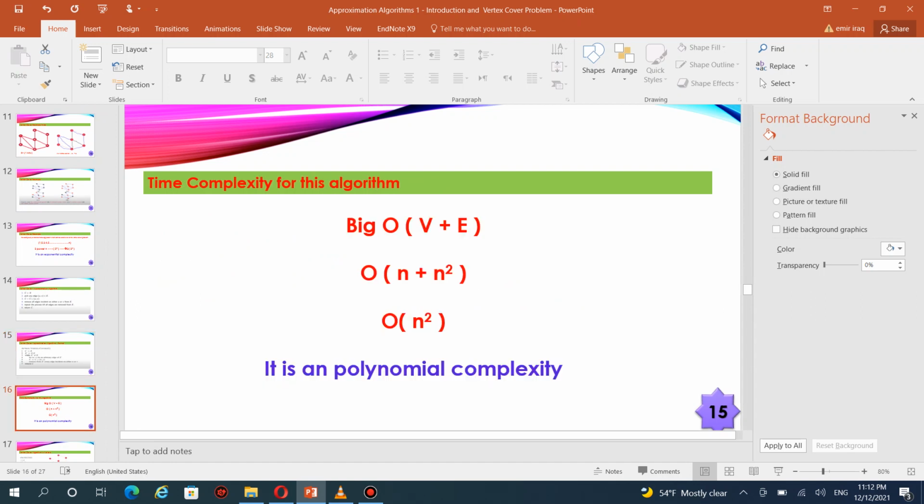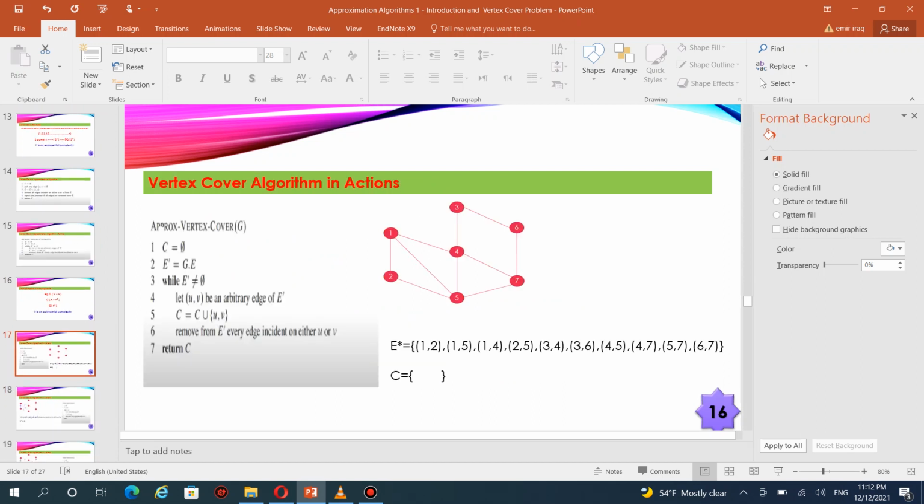So big O for this: the vertices V and edges E take time not more than N squared, because N is the number of edges and V is the vertices, so it's big O of N^2. It is polynomial complexity. This is about time complexity. In the next slide, we will take this example and execute it to see what happens.